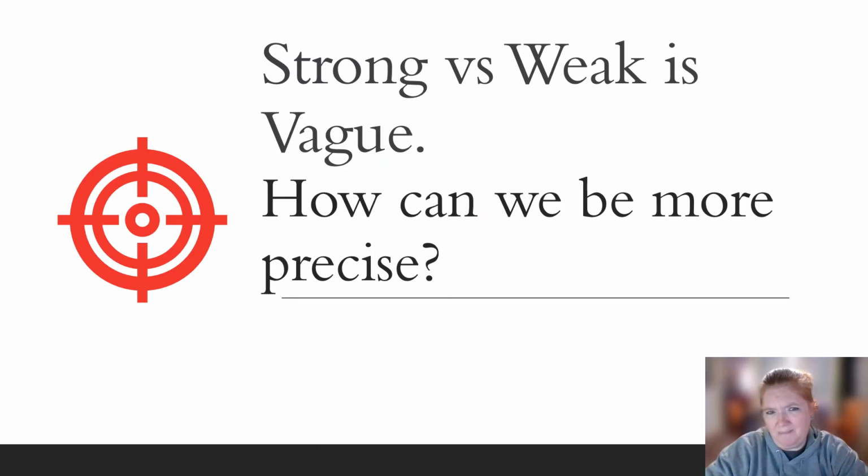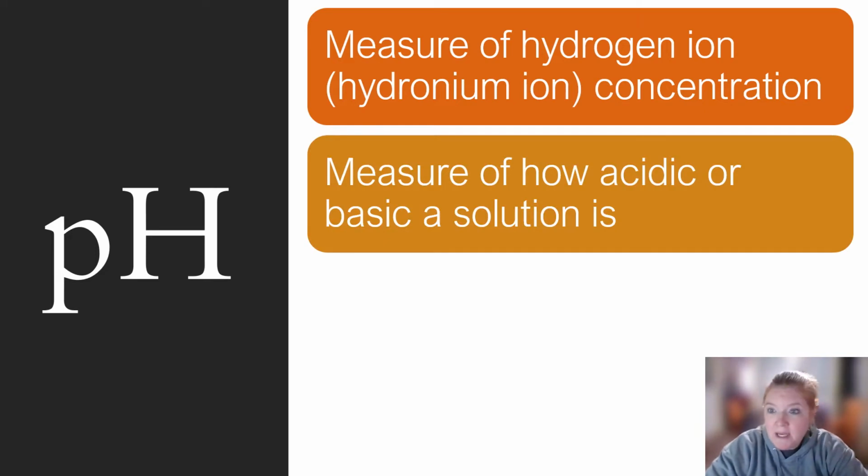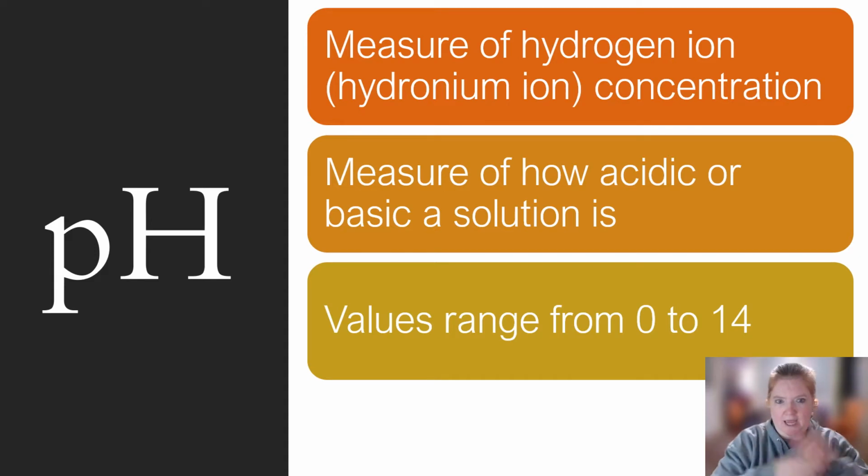But let's be real, strong versus weak is pretty vague. We might need to be a little bit more precise. So that is where today's topic comes in. pH. It literally means a measure of the hydrogen ion or hydronium ion concentration. So it's a measurement of how acidic or basic a solution is. And the values range from 0 to 14. So 0 the very lowest and 14 the very largest.